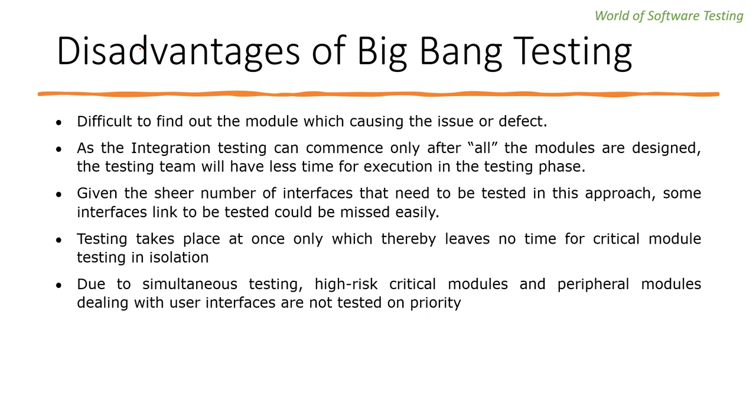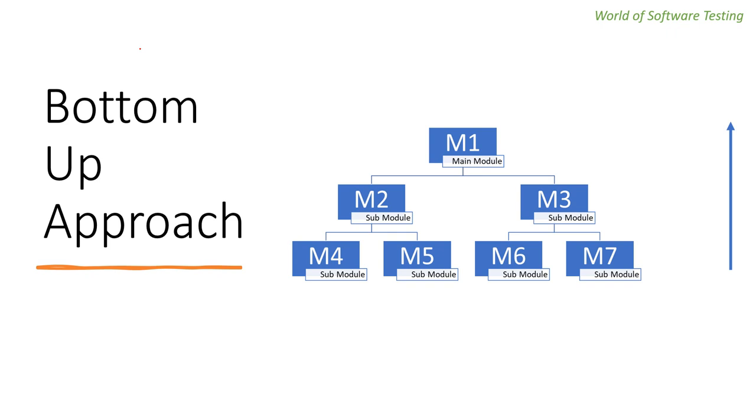So let's move on to the incremental approach. First we'll discuss the bottom-up approach. You can see the diagram. First is the main module, then these are the sub modules M2 and M3, and then M2 has sub modules M4 and M5, and M3 has sub modules M6 and M7. Now we are going from bottom to top. So this is a bottom-up approach.